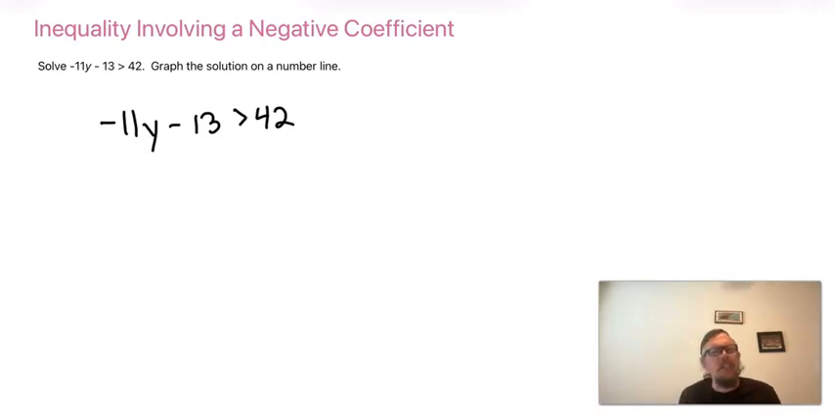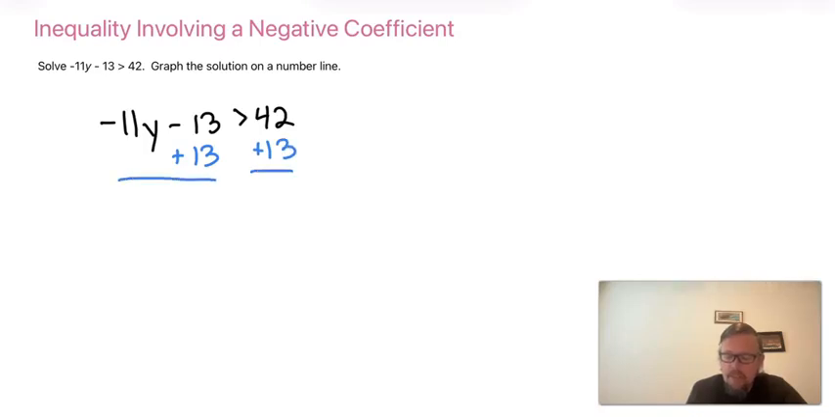So step one could be to divide by negative 11, but I don't recommend we do that first, because then I'd have to divide the negative 11y, the negative 13, and the 42 all by negative 11. You could do that if you wanted to, but I don't recommend it. I think it's easier to do the addition property first, so that we only have to divide two things by negative 11 instead of three things.